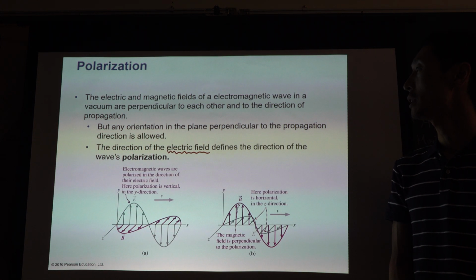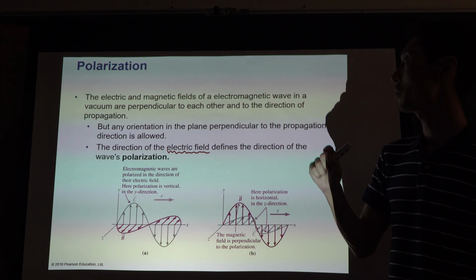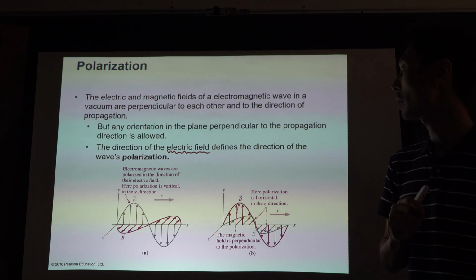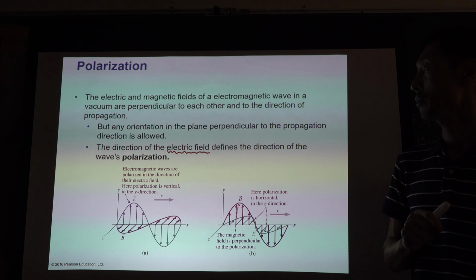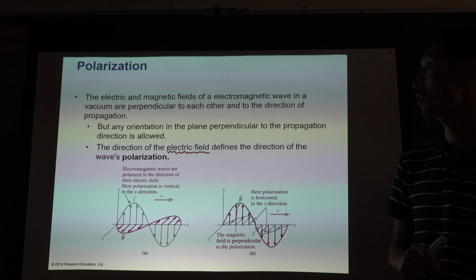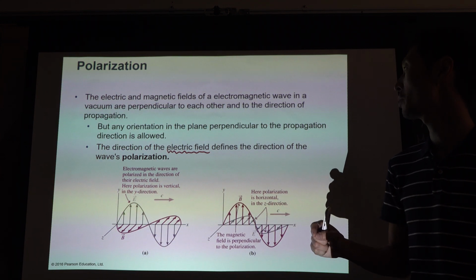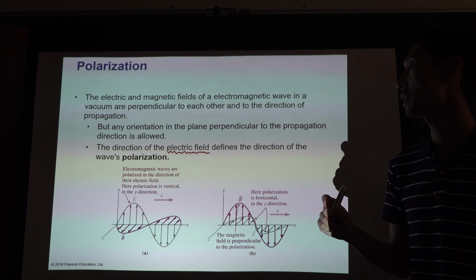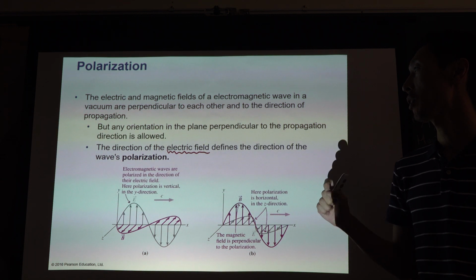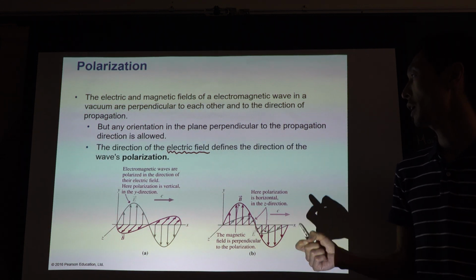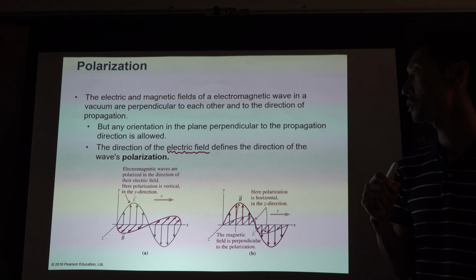Let's look at the polarization. The electric and magnetic fields of an electromagnetic wave in a vacuum are perpendicular to each other and to the direction of propagation. But any orientation in the plane perpendicular to the propagation direction is allowed. The direction of the electric field defines the direction of the wave's polarization.